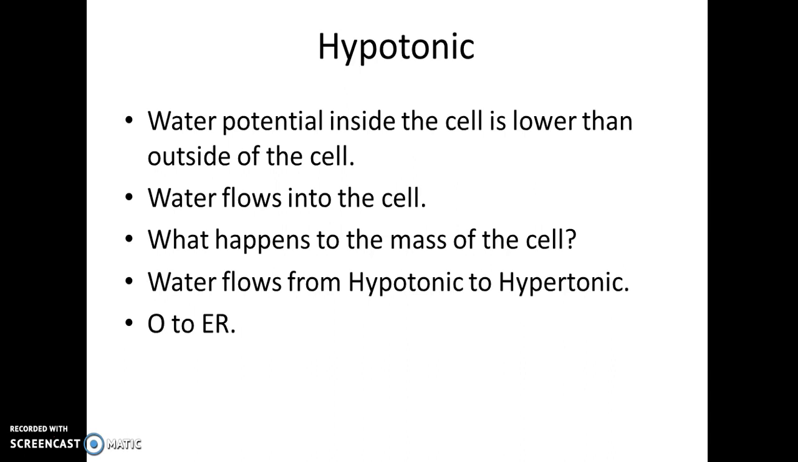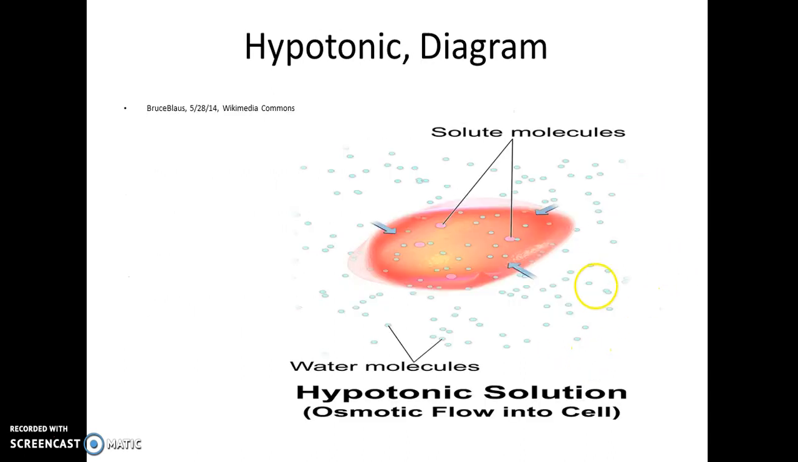So what do we have for a diagram? Here we go. On the inside of the cell, we have a high number of solute molecules. On the outside, we have a low number of solute molecules. That means that the water potential inside the cell is lower than the water potential outside of the cell, so the water flows into the cell, and the cell will gain mass. Hopefully you got all that.